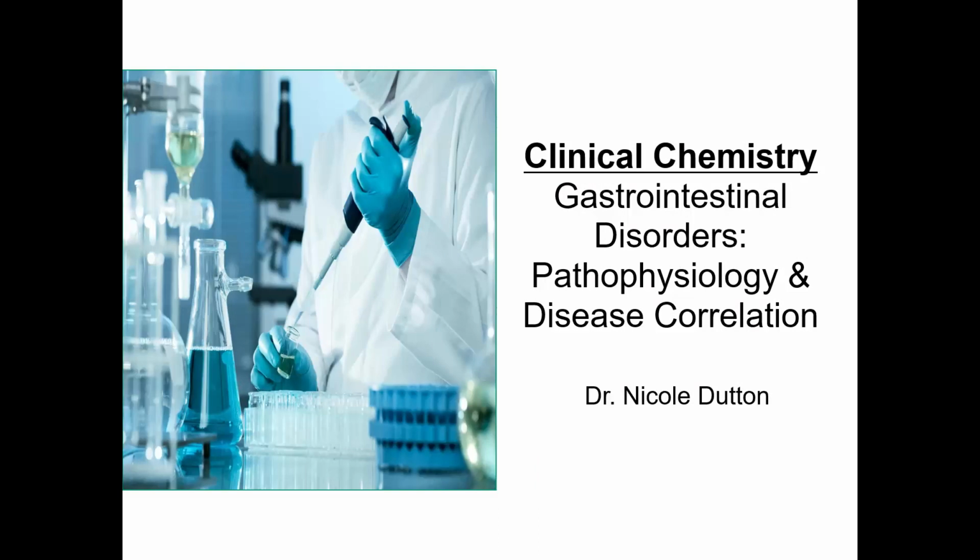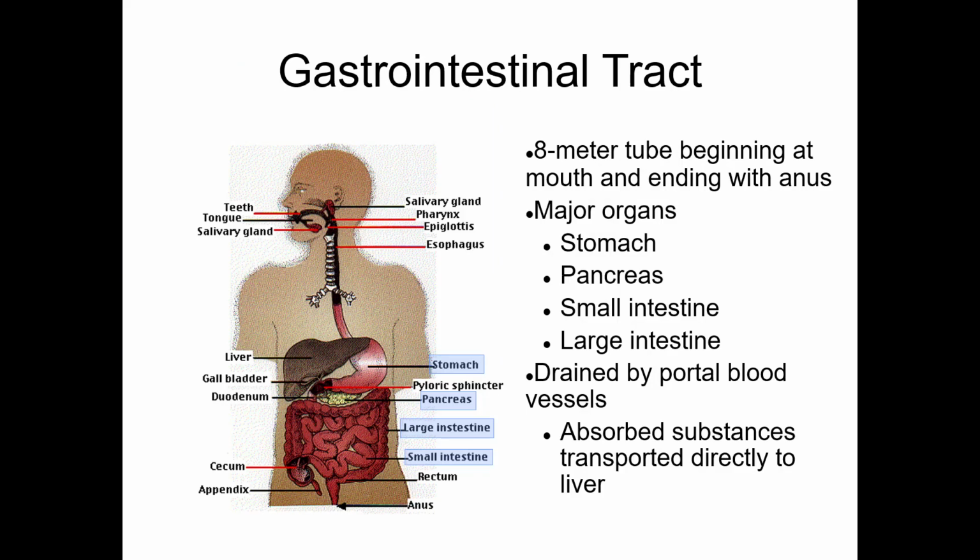Gastrointestinal disorders, pathophysiology, and disease correlation. So just an overview of the GI tract. It's an 8-meter tube beginning at the mouth, ending with the anus. Major organs are the stomach, pancreas, small intestine, large intestine. It is drained by portal blood vessels, and absorbed substances are transported directly to the liver.